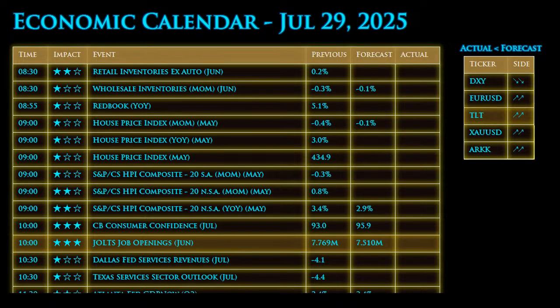Long-term Treasury bond prices are expected to increase as yields fall in response to a weaker labor market outlook. Gold prices could rise as the dollar loses strength, driving investors towards safe haven assets. The ARK Innovation ETF may see gains as a softer labor market could signal less aggressive Fed policies, benefiting growth stocks.